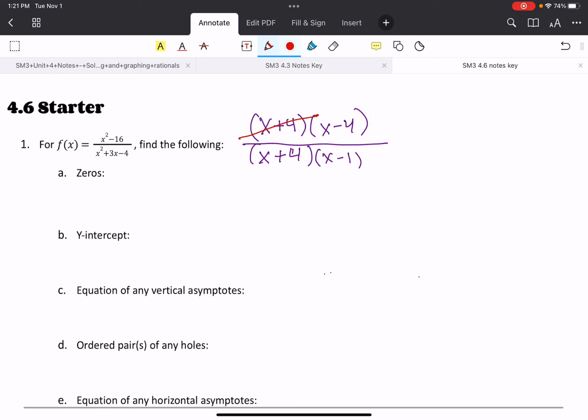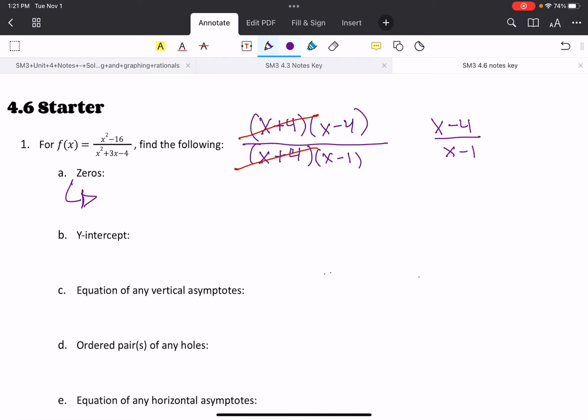So we could reduce that one, right? And rewrite this as x minus 4 over x minus 1. Zeros. What is another word for zeros? X-intercepts. How many people remember that? It's okay.